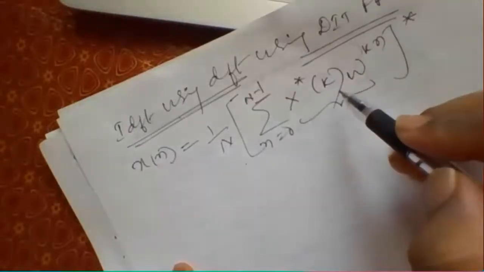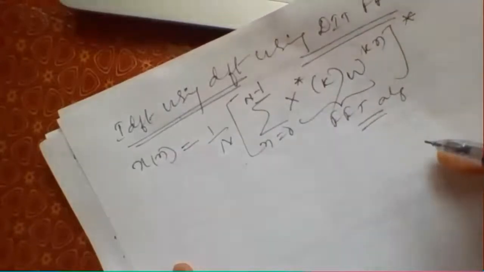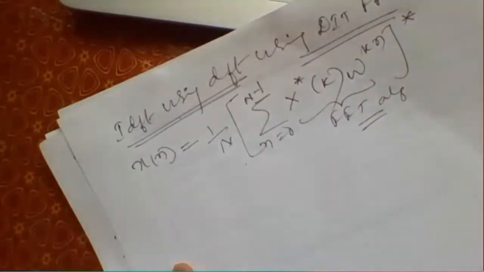Now we have to do it with the FFT algorithm, that is, by applying the signal flow graph. That's all. There is no other change. So for example, here is one problem.